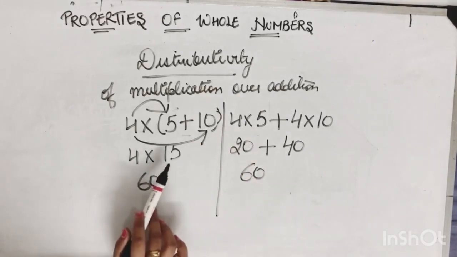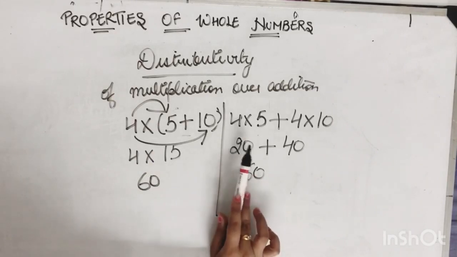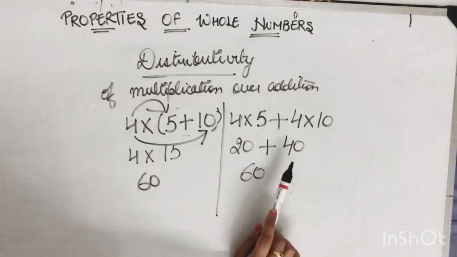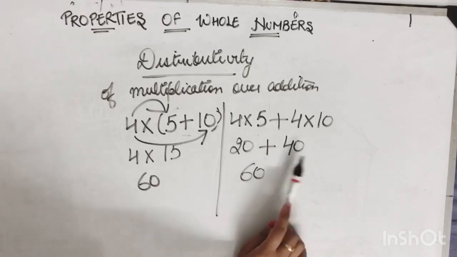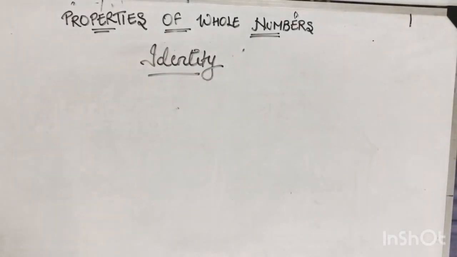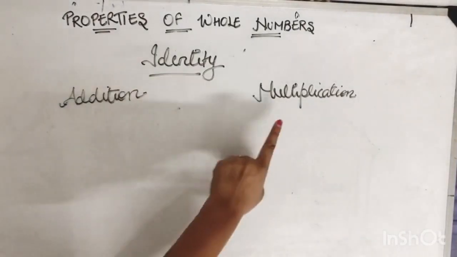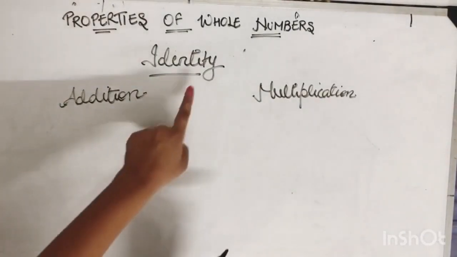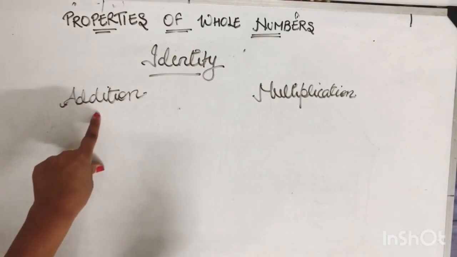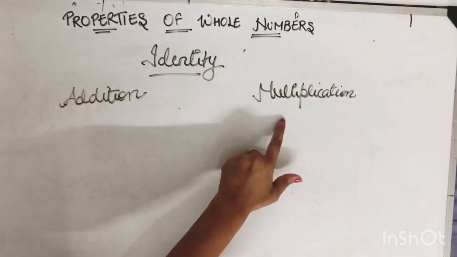So if you don't know the answer 4 into 15, you can open like this. 4 into 5 is 20, 4 into 10 is 40. This is more easier than this method. So this will be useful when the numbers are large. Next property is identity. There are two identities, one for addition, one for multiplication. Identity for addition is known as additive identity, and identity for multiplication is known as multiplicative identity.